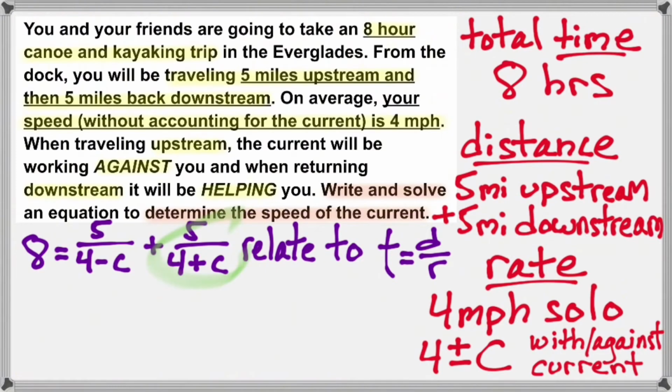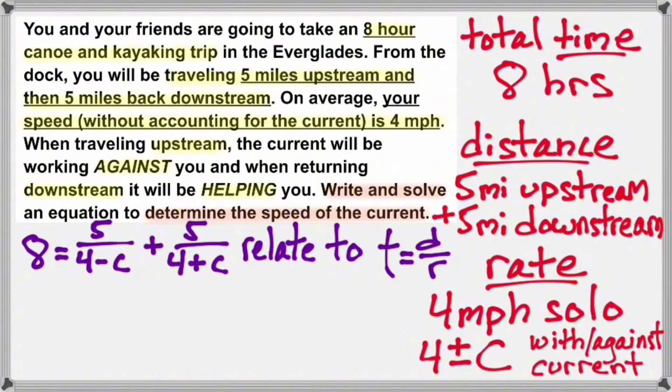And the second piece of the rational function you can see when you're going downstream. You're traveling 5 miles. And since the current is now helping you, your rate, which again, 4 miles per hour by yourself, your rate is now being increased by the current. So that's why it says 4 plus c.